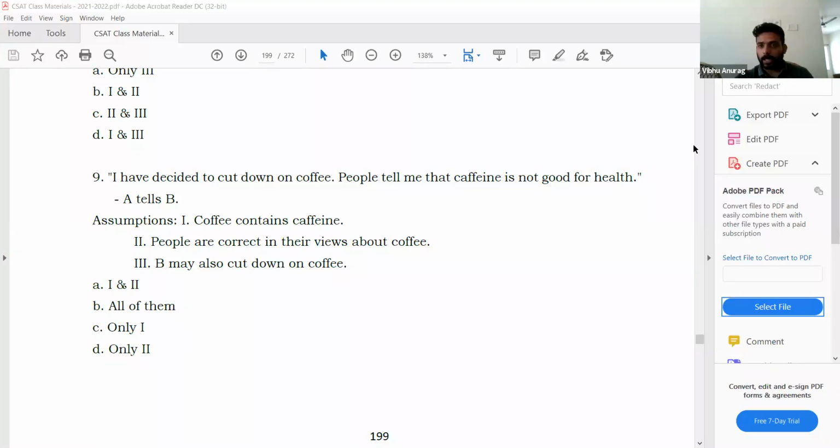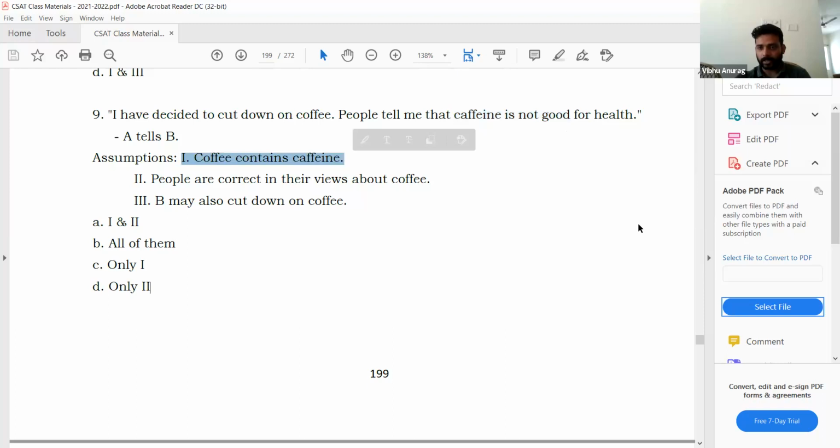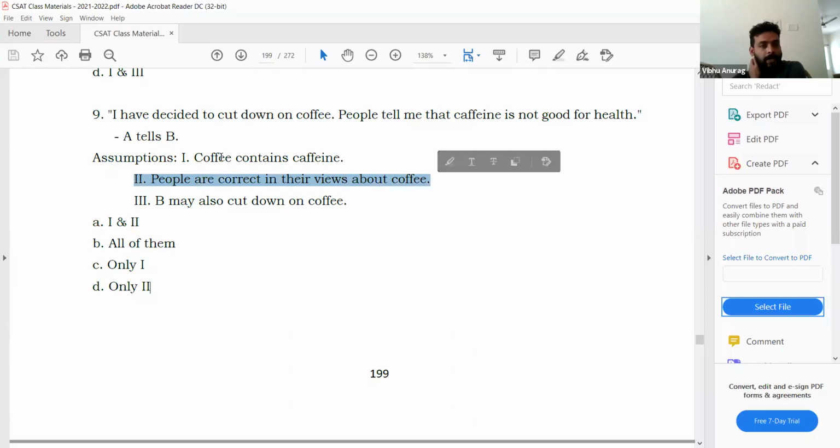Now, okay, first, Aishwarya, your doubt. People have told him caffeine is not good for health. So what has he done? He has reduced coffee consumption. Exactly. People are talking about caffeine and not coffee. That is exactly why assumption 1 is correct. So when people tell him that caffeine is not good for health, what does he do? He goes and reduces coffee consumption. So in his mind, what does he believe? He believes that coffee contains caffeine. Correct? In his mind, he believes coffee contains caffeine. And people are correct in their views about coffee. In his mind, coffee is a carrier of caffeine.